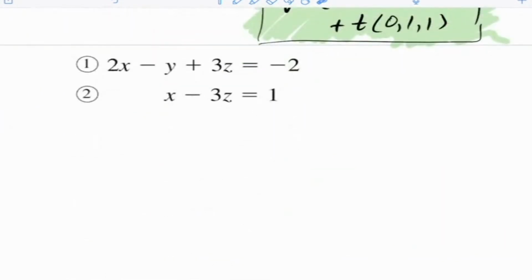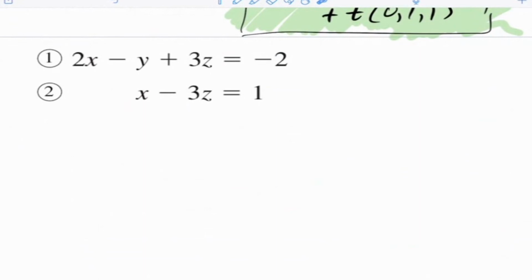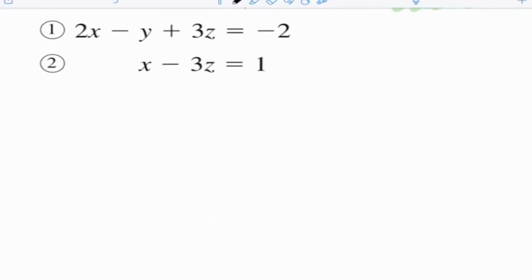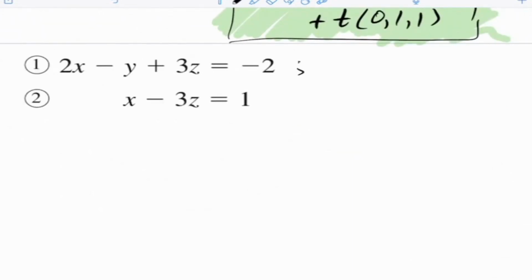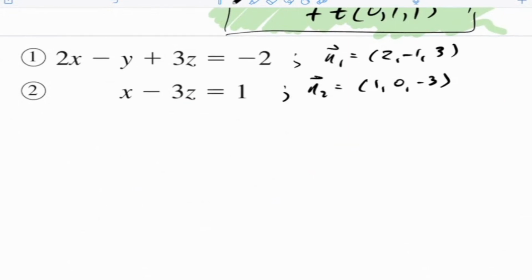Let me try another. I think it'll make more sense if we try another here. And I can do a bunch more. Okay, so let's try this one. So if I want to solve this one, the same analysis, right? The normal on the first one is 2, minus 1, 3. And the normal on the second one here is 1, 0, minus 3. So we can clearly see they're not scalar multiples of one another. Therefore, these two planes intersect at a line.